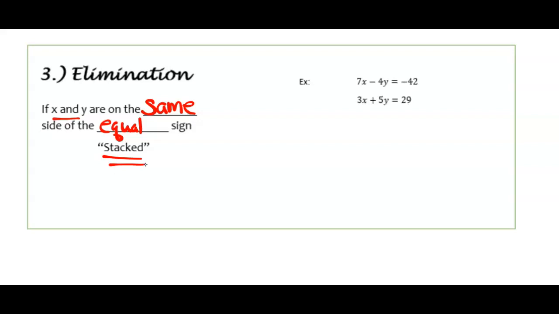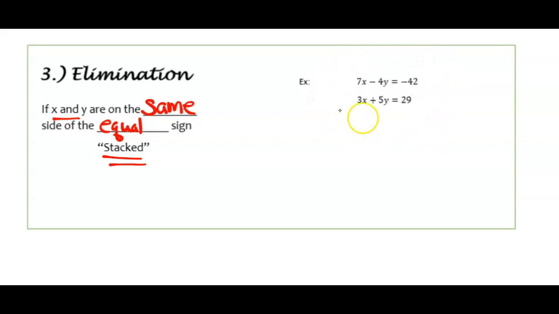Now, remember, I have to be able to eliminate one of these. In other words, I have to zero them out. And so I have to decide which one's easier. Well, it doesn't really matter. These ones are opposite already, so I think I'm going to do my y. If I do my y, I need to multiply this by 5 and this by 4. So I could do that. I need to multiply the whole thing.